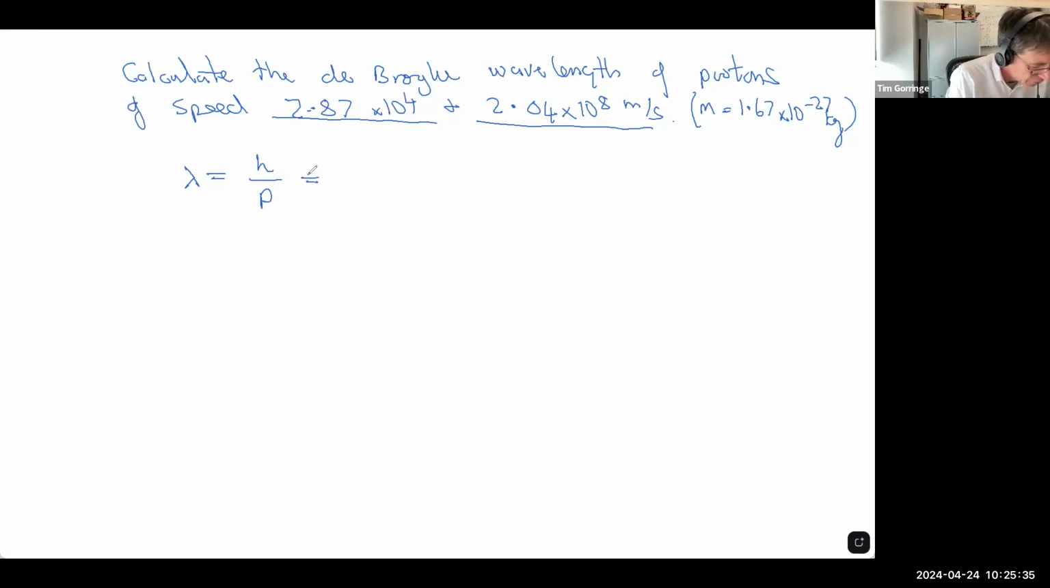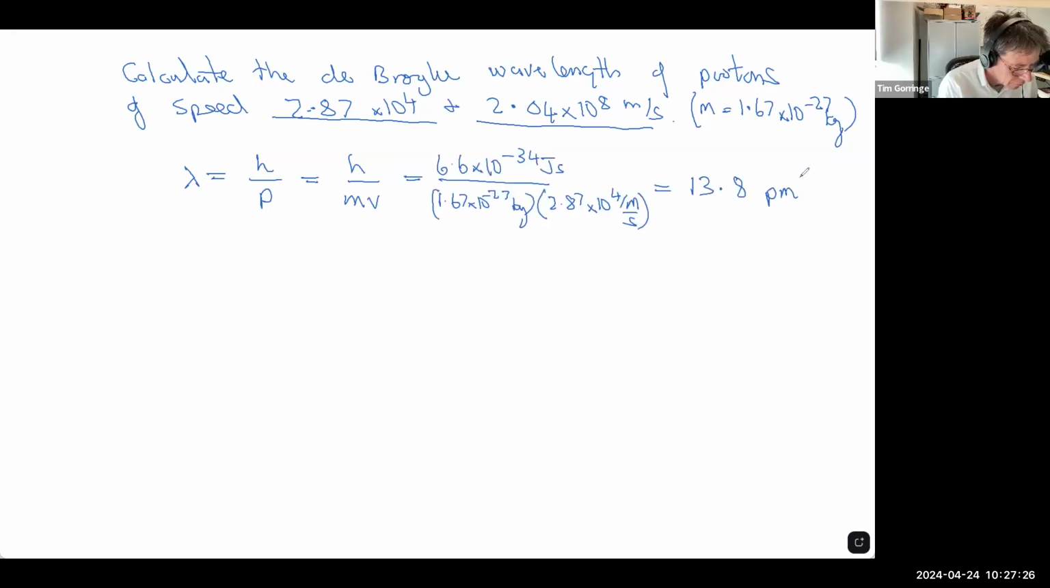In the first case, we can fill in the momentum of our particle in terms of the speed of the proton, 2.87 times 10 to the 4 meters per second. We want the momentum, and so I've written here the classical equation for momentum, mv. And then we can just go ahead and fill in the values of h, m, and v. I've filled in the numbers here. Here's Planck's constant, in units of joule seconds. That's handy when we're working with the mass of the proton in kilograms and the speed of the proton in meters per second. They're all SI units.